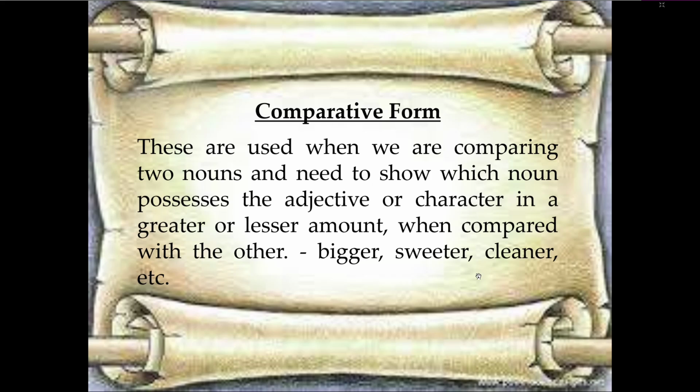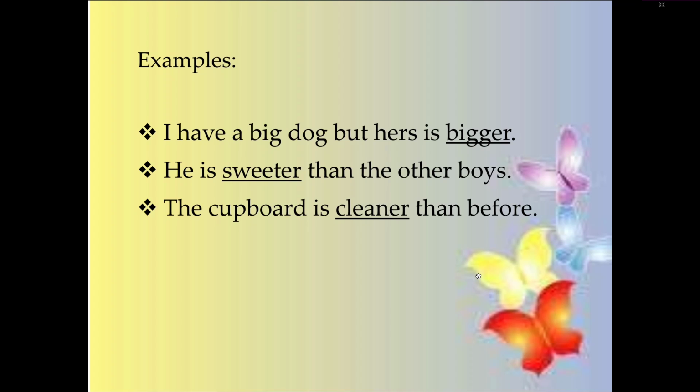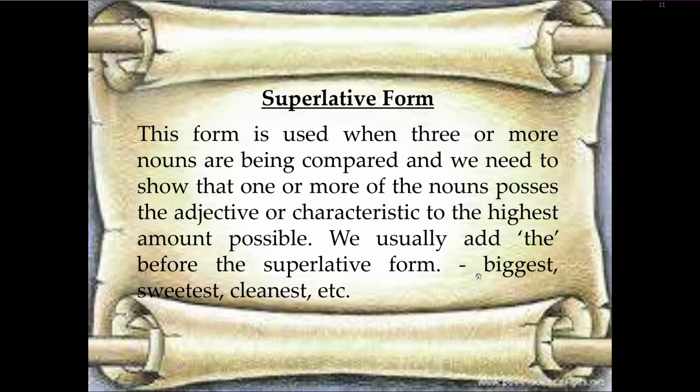These are used when we are comparing two nouns and need to show which noun possesses the adjective or character in a greater or lesser amount when compared with other: bigger, sweeter, cleaner, etc. Just see the examples. I have a big dog, but hers is bigger. He is sweeter than the other boys. The cupboard is cleaner than before. In these three sentences, we can see the comparison. So, this is comparative form.